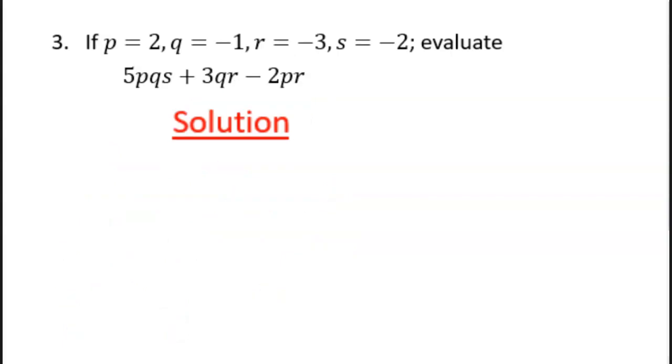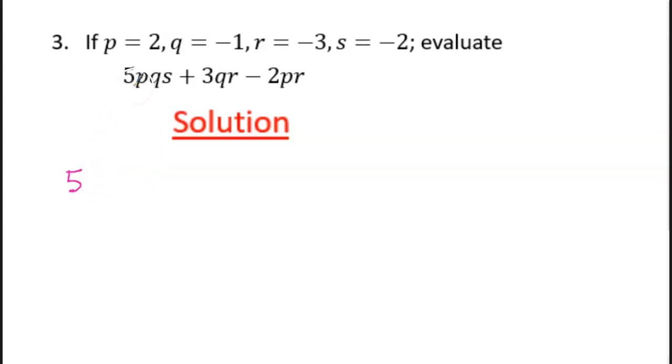Let's look at the next one. Before I solve this, pause the video and go through it. So let's look at number 5. If p is equal to 2, q is equal to minus 1, r is equal to minus 3, s is equal to minus 2, we have to evaluate 5pqs plus 3qr minus 2pr.